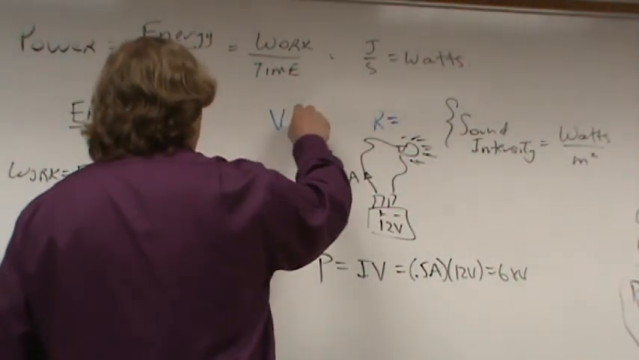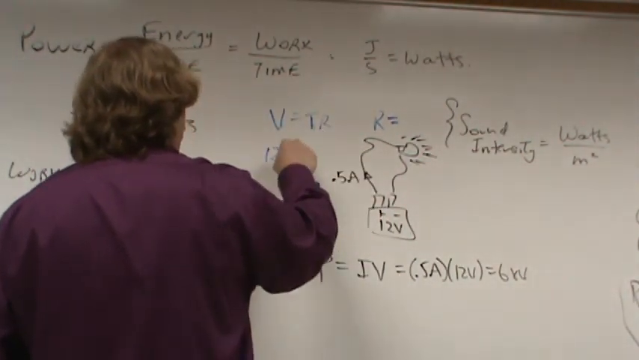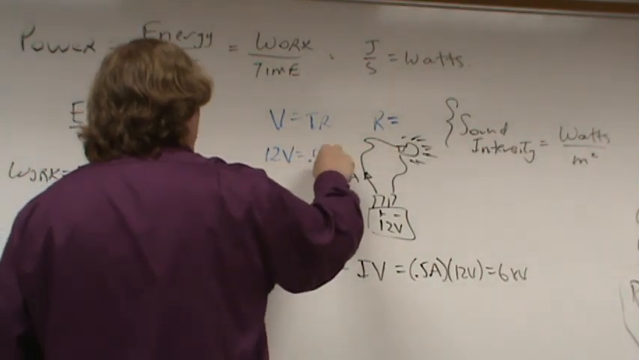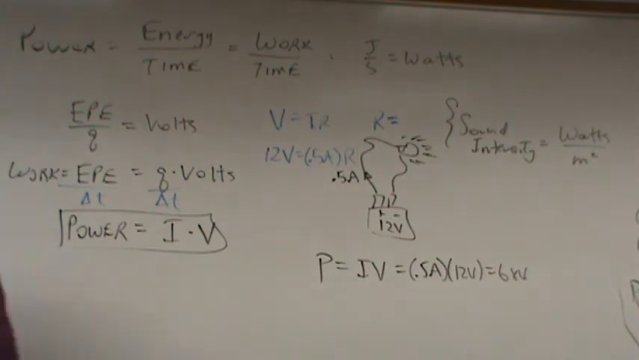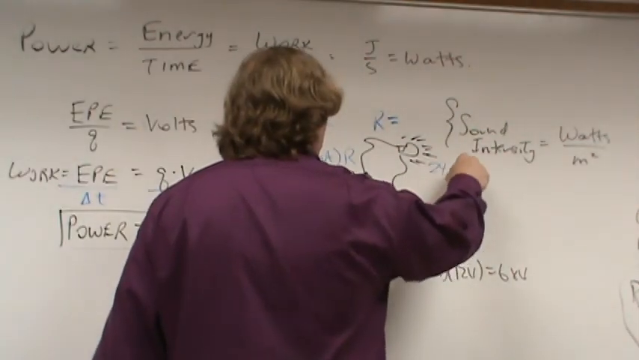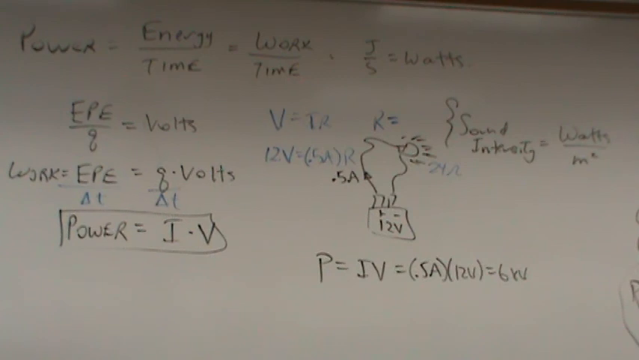Because I'm going, okay, V equals IR. I got a 12-volt battery. I got 0.5 amps. What's the resistance? Hey, 24 ohms, right? 24 ohms. So I want you to see, you can use V equals IR and you can use power equals IV in conjunction.